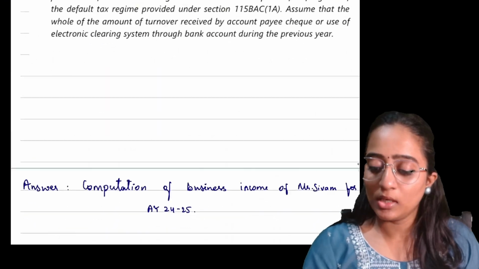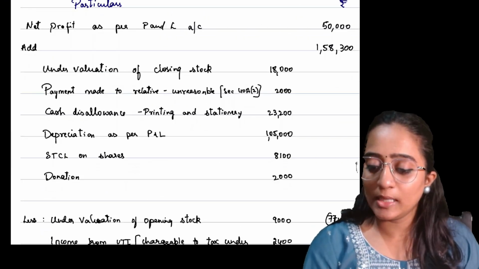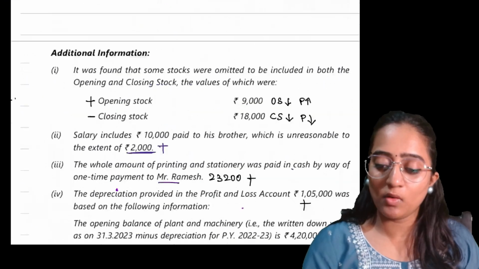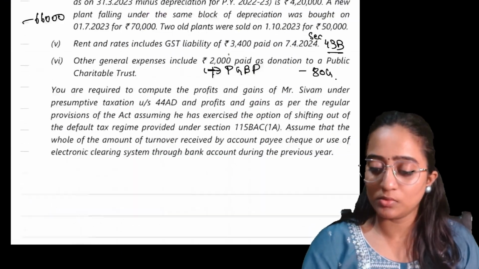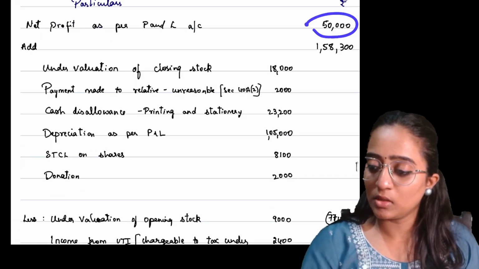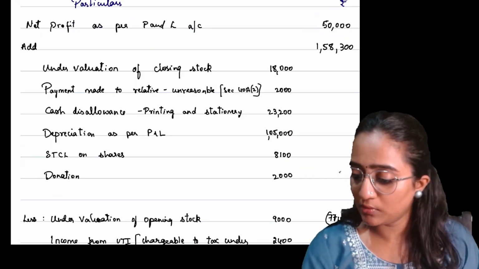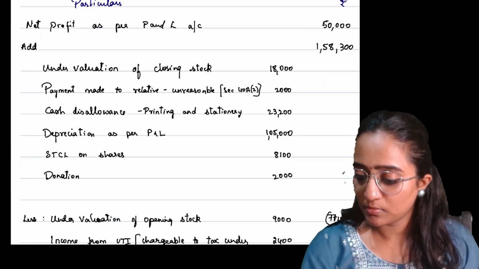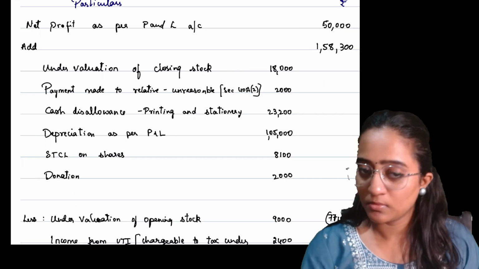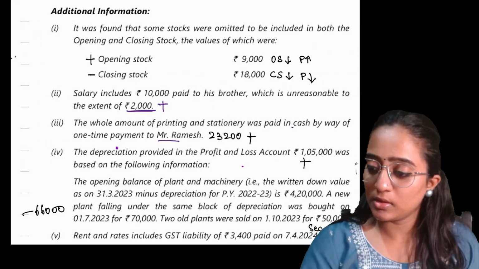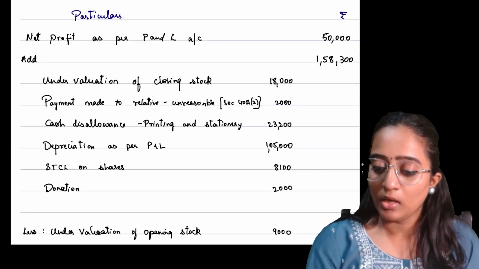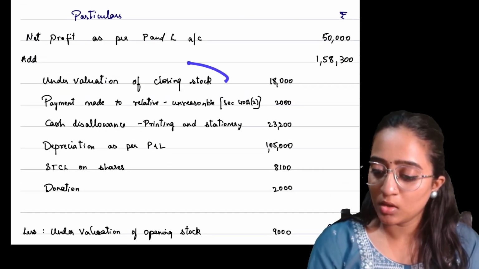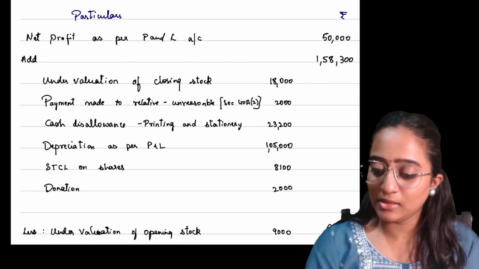Now let's look into the question. See, net profit as per P&L account, they have already given in the question. How much? 50,000. So 50,000 is the computation which is already given in the question. Next, undervaluation of the closing stock. We have seen the effect.